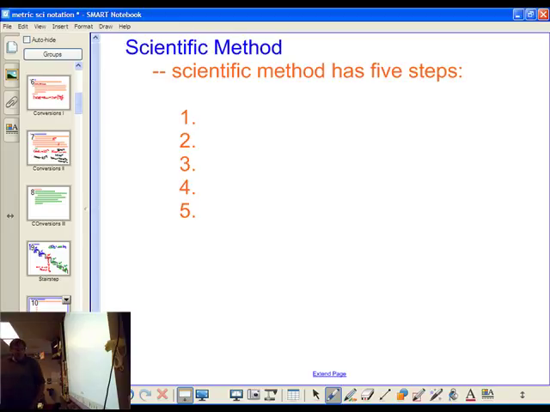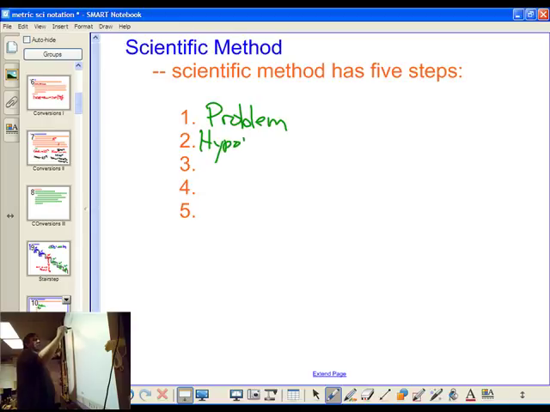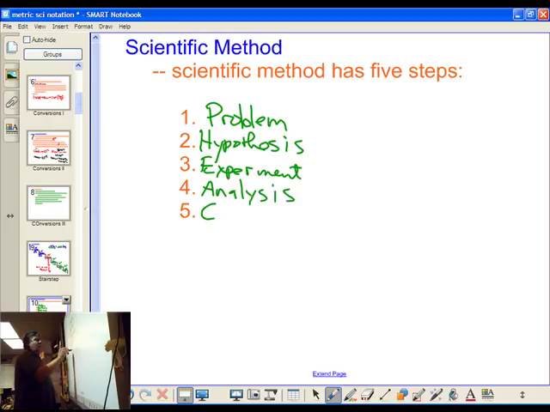No. All right, so basically we have 5 steps. We start with a problem. We always start with a problem, which is our question. We have a hypothesis, which is the answer to that question. We perform an experiment on it. We analyze the data, and we come to some sort of conclusion. Now, we will expand on each of these as we go along.